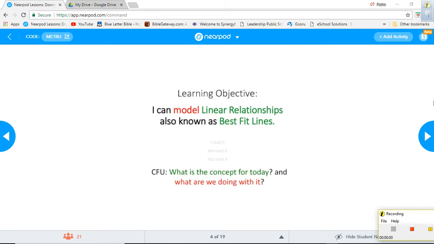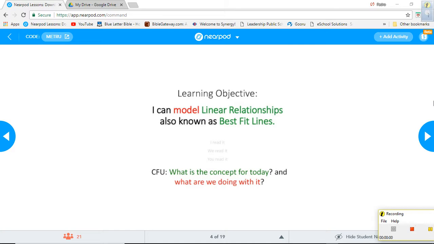That's correct. I can model linear relationships, also known as best fit lines. We already introduced best fit lines sometime back on the warm-ups. We did an entire week where I gave you a lot of points on a graph, and I said, how can we fit a line that's straight through those points, but that follows the pattern of where those points are going? You guys remember those? Kind of, sort of? Yes, Mr. Q.